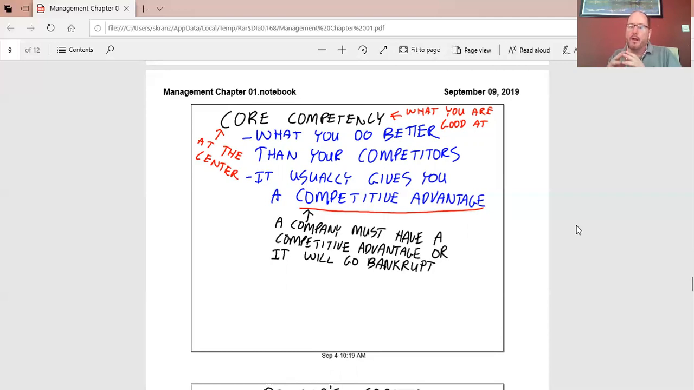So let's put this all together. The things you do well are your core competencies. Usually your core competencies are the things that give you a competitive advantage. McDonald's is really good at making food fast, that tastes good, and is relatively cheap. They are really good at it. That's their core competencies.